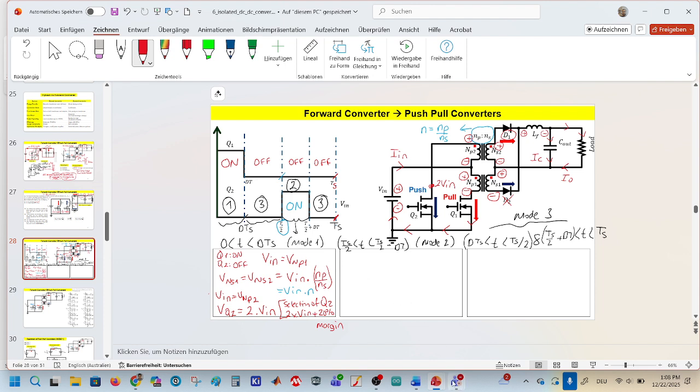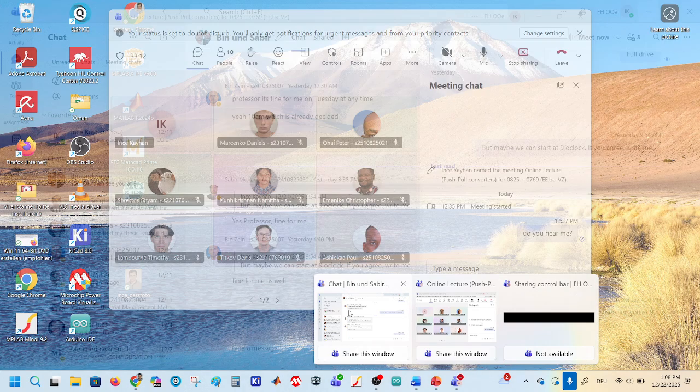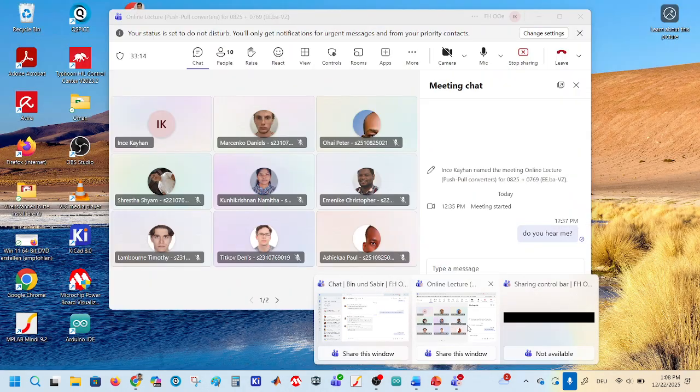Any questions about how we found the input and output voltages on the primary and secondary side of the transformer? Okay.